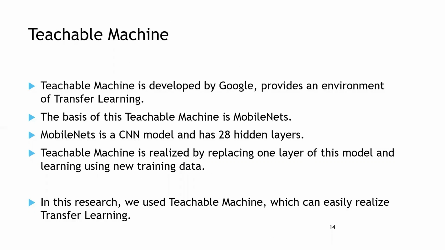In this research, we use the Teachable Machine developed by Google, which provides an environment for transfer learning. The basis of this Teachable Machine is MobileNet. MobileNet is a CNN model with 28 hidden layers. Teachable Machine is realized by replacing one layer of this model and learning again using new training data.